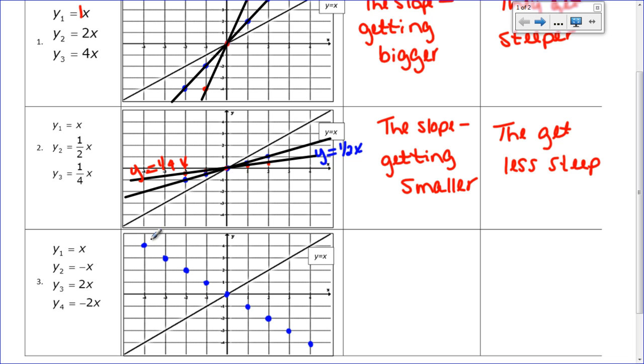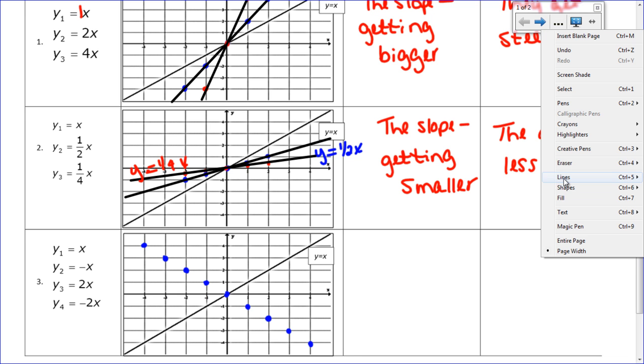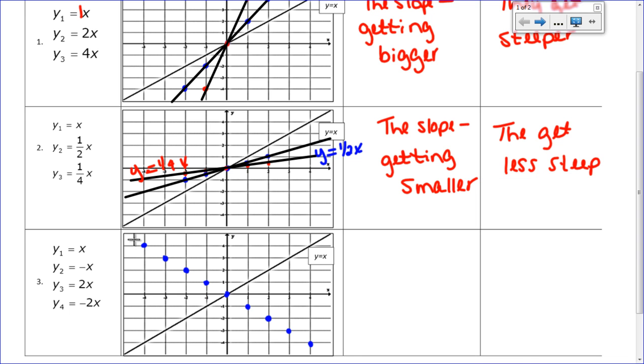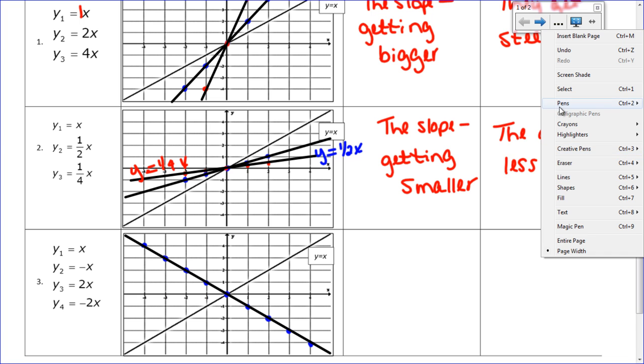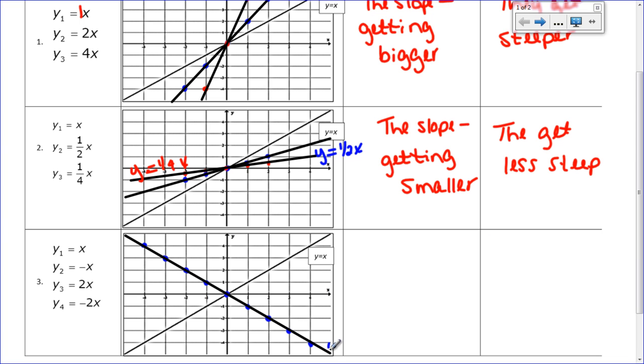And so now what has happened is my line, it looks like, has turned the opposite direction, because what I did was I changed all of the signs of all of my points. And so this one is y equals -x.